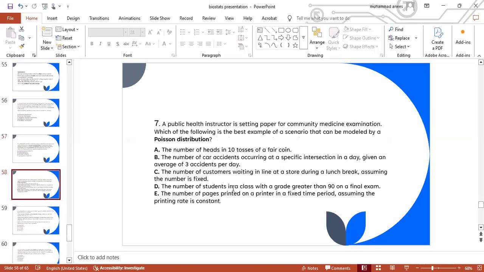A public health instructor is setting a paper for a community medicine exam. Which of the following is the best example of a scenario that can be modeled by the Poisson distribution? A, the number of heads in 10 tosses of a fair coin. B, the number of car accidents occurring at a specific intersection in a day, given an average of 3 accidents per day. C, the number of customers waiting in a line at a store during a lunch break, assuming the number is fixed. D, the number of students in a class with a grade greater than 90 on a final exam. And E, the number of pages printed on a printer in a fixed time period, assuming the printing rate is constant.